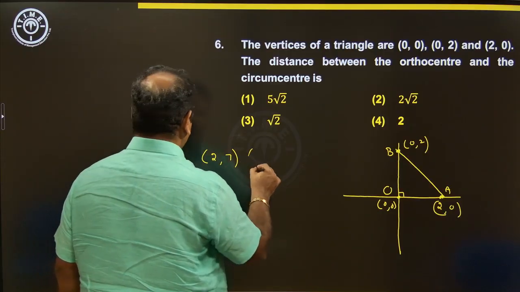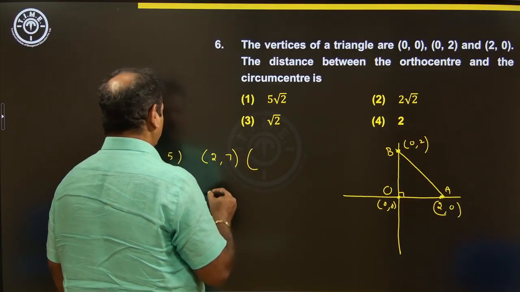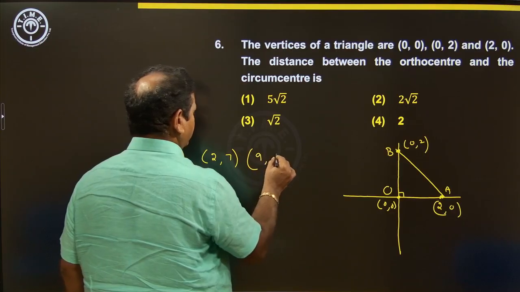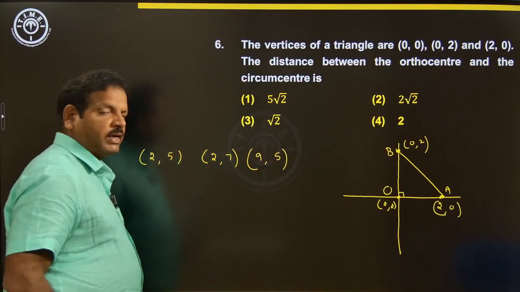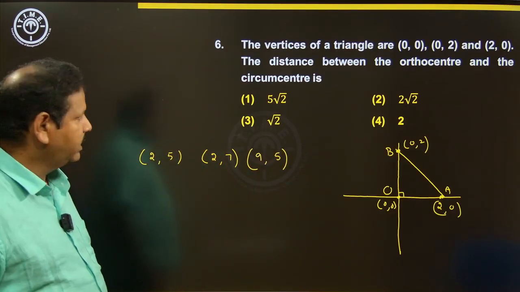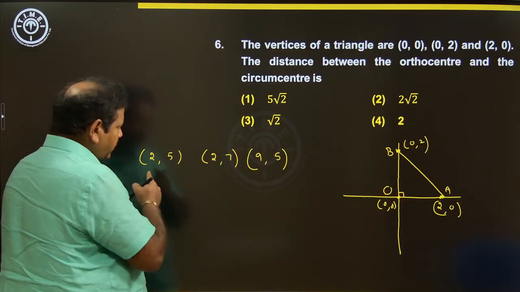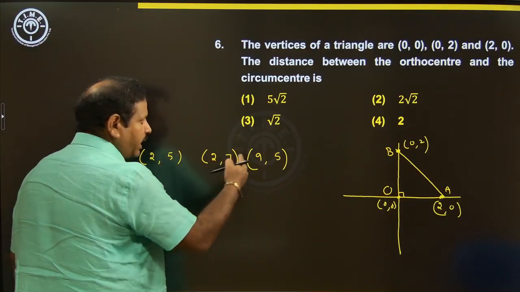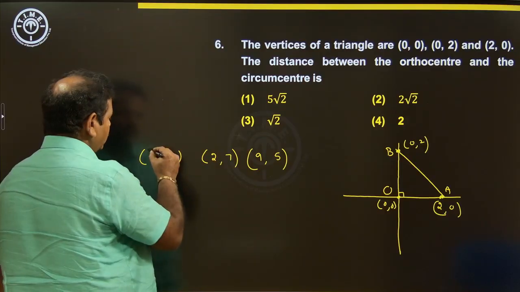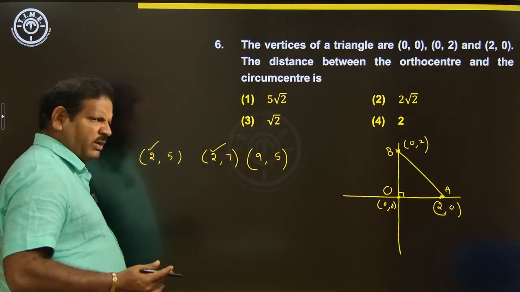Okay. Suppose if it is 9, 5. Is it a right angle triangle or not? Easy way: compare the first coordinates 2, 2, 9. Are any two same? Yes. These two 2s are same. Mark with any one symbol.